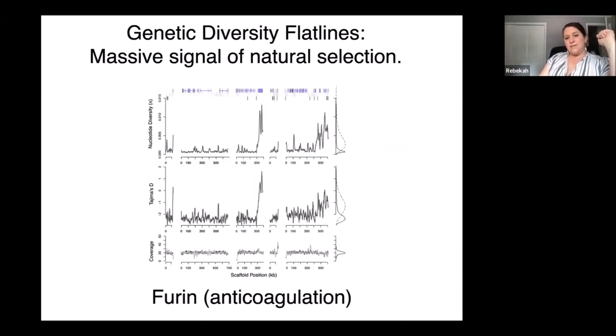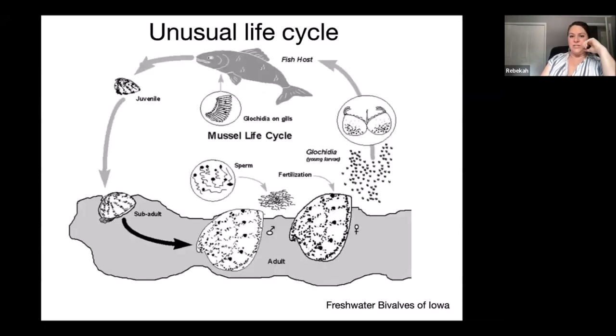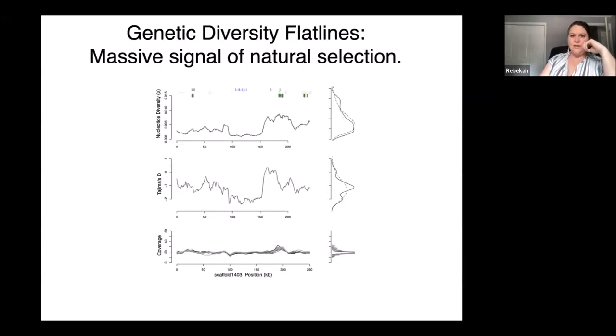One of the only genes in this region that shows the massive reduction in genetic diversity is afferent. It's an anticoagulation gene. We think it's important for that larval host stage that parasitizes the fish hosts. It fits in just like the von Willebrand proteins. It's in the same pathway, just one step up. So that fits with what we know about the biology of the organism.